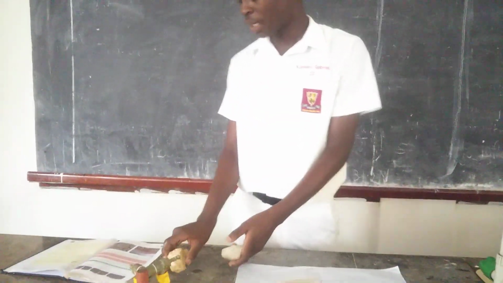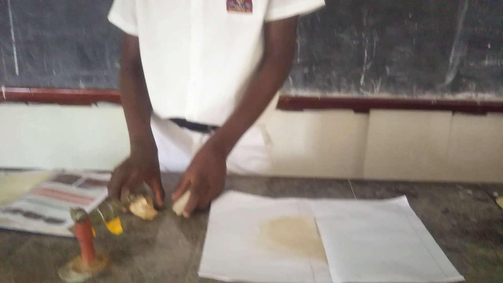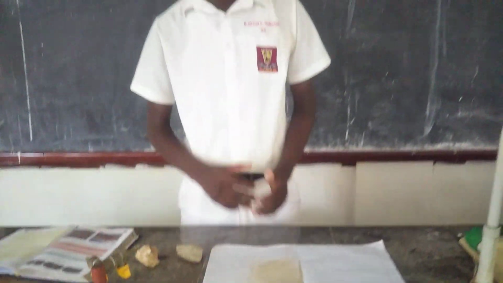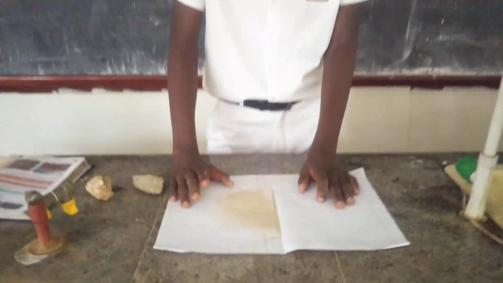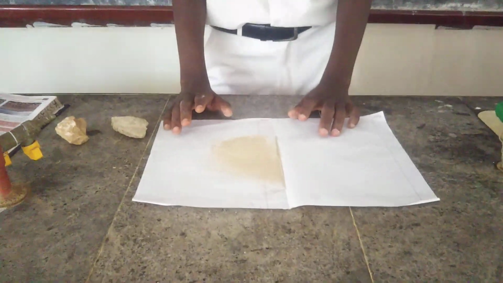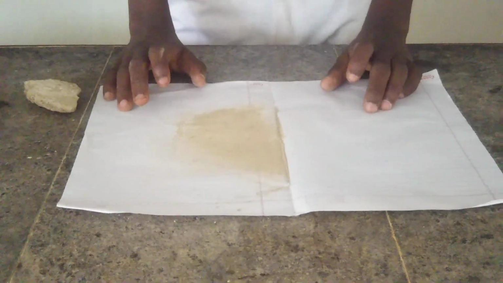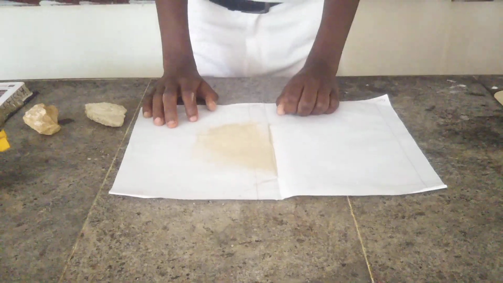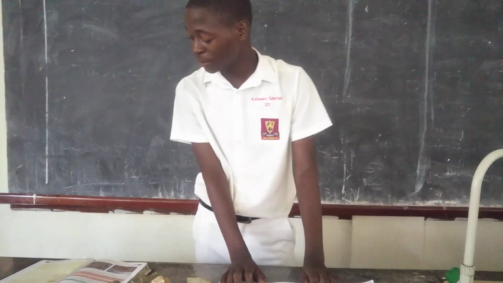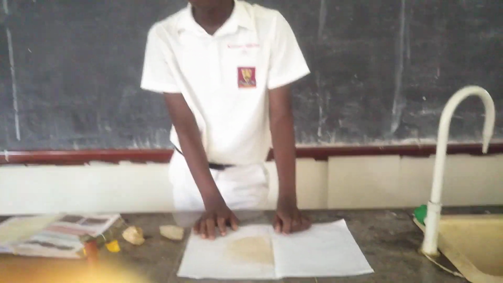So our questions are saying, what do you see on the sheet of paper after rubbing? You answer that question in the comment section, submit there. The second question is saying, what happened to the size of the stone you rubbed?